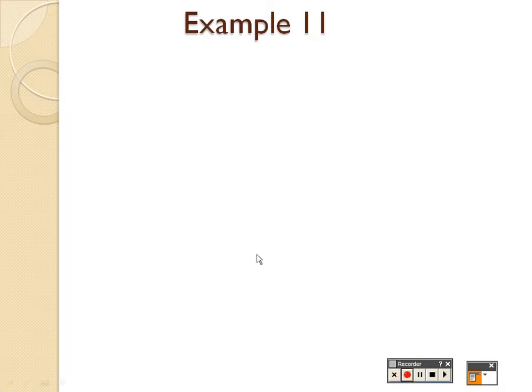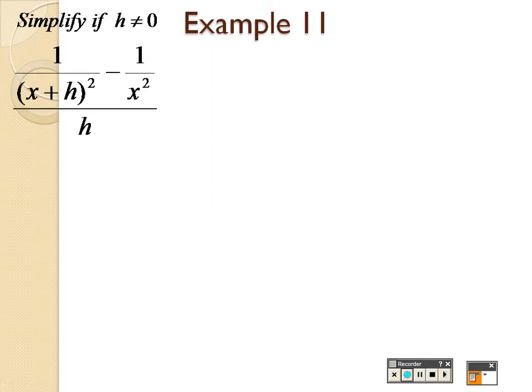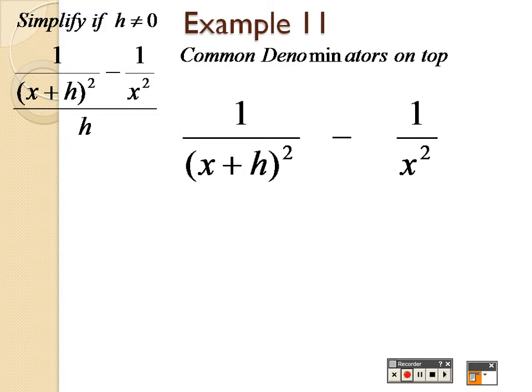Alright, so example 7 here in prereq 7 on simplifying rational expressions. Let's take a good look here. Once again, when you see something like this, we have to make sure that we just worry about the top. So let's just find a common denominator of the top right now.